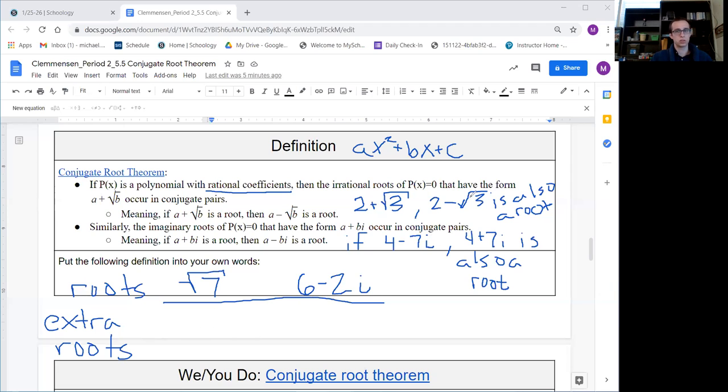2 plus root 3 turned into 2 minus root 3. 4 minus 7i turned into 4 plus 7i. We currently have one correct answer. We need 12 more. I will be a stickler for this. It needs to be correct. That's 2 correct answers, 2 out of the 13 we need. So we need 9 more students who were paying attention and are able to do this.